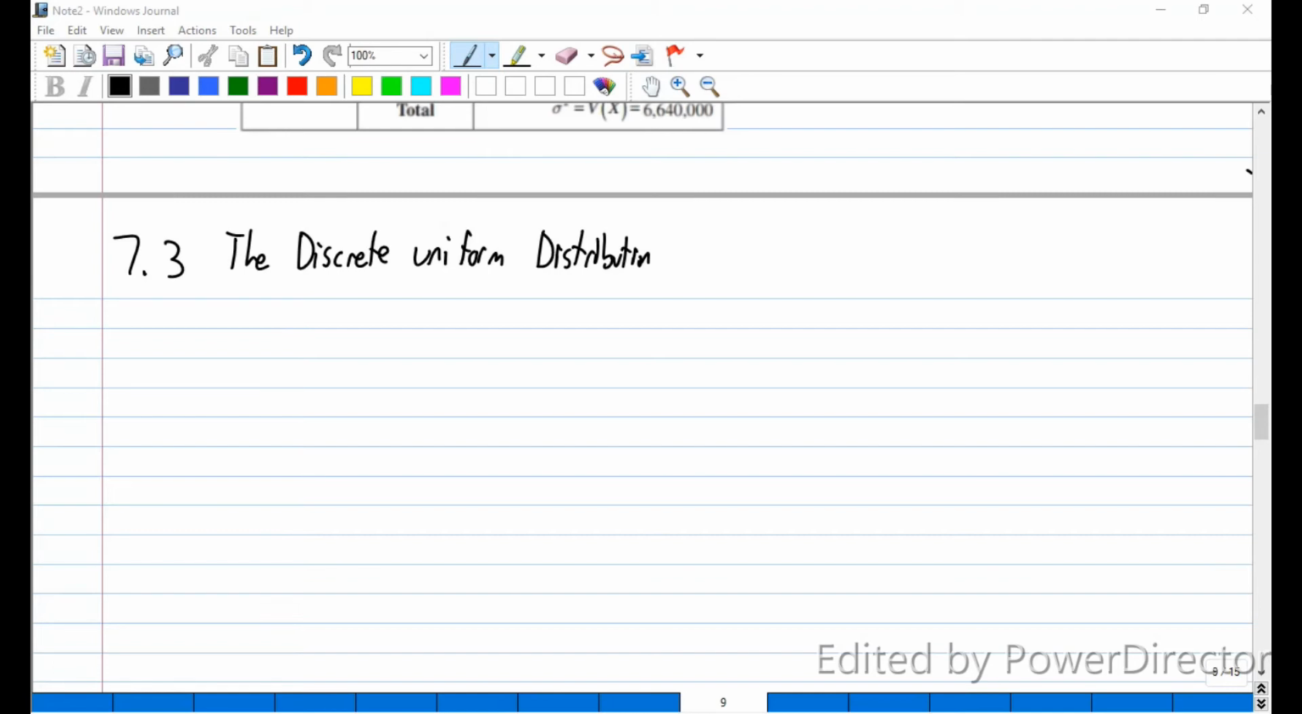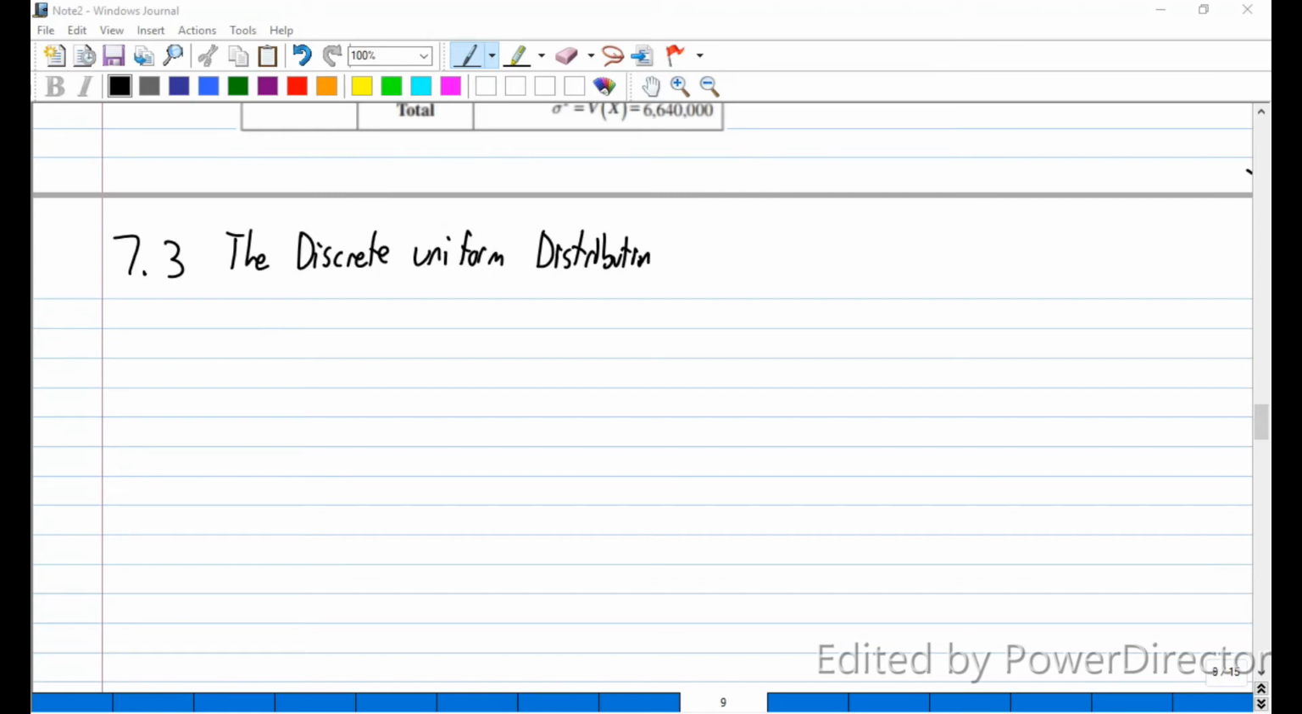So the thing with the discrete uniform distribution is that all of the probabilities are the same. So the example that I gave you about rolling a 6-sided die, the probability of getting every outcome was the same. It was 1 out of 6. So that's what happens with uniform distributions.